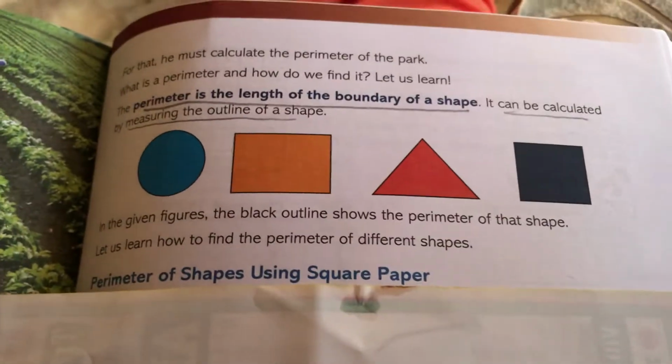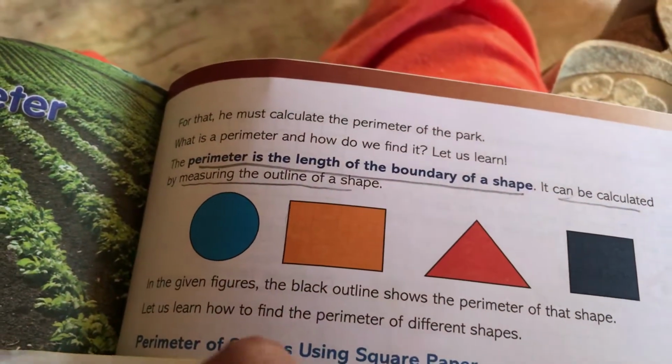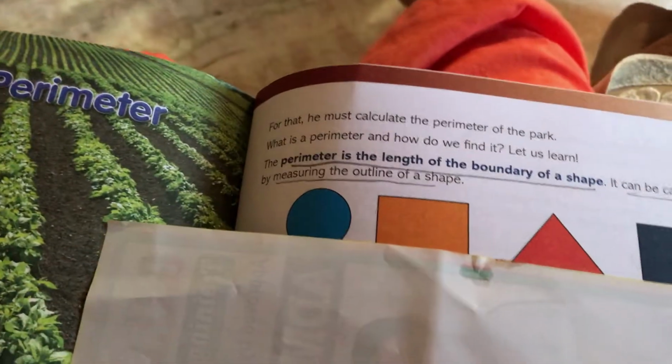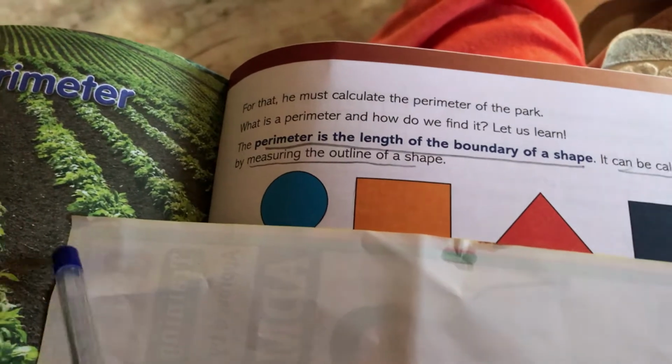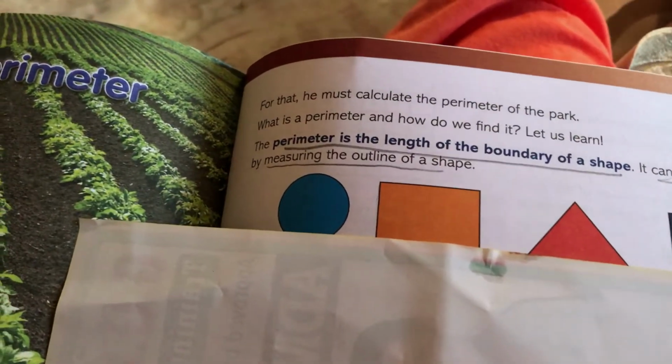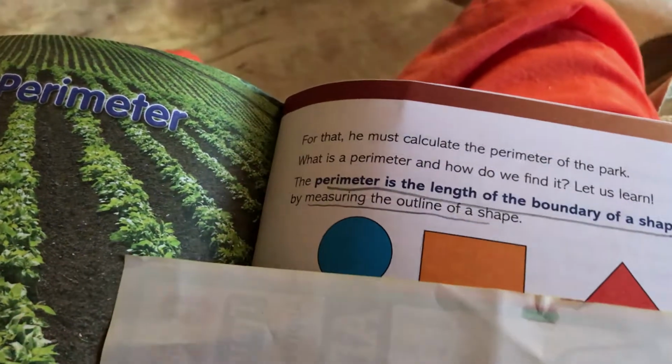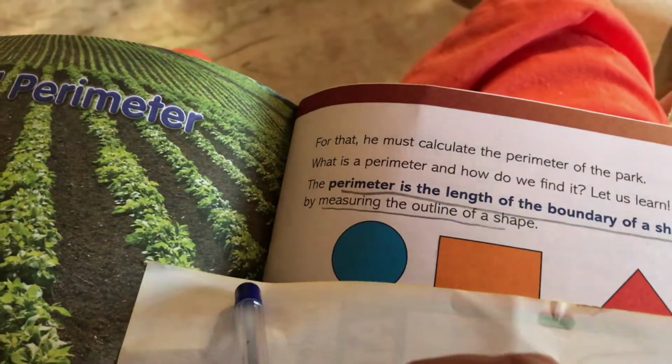And what is perimeter? Perimeter is the length of the boundary of this shape. The shape of this paper is a rectangle. So what is perimeter? Perimeter is the length of the boundary of a shape. We have to calculate by measuring the outline of the shape, that is called perimeter.